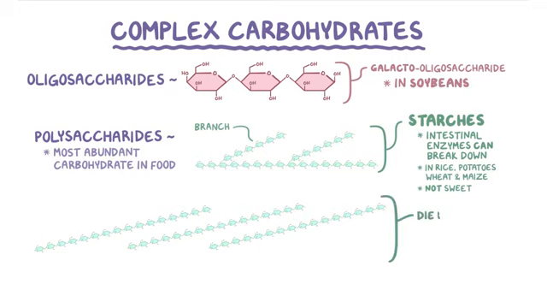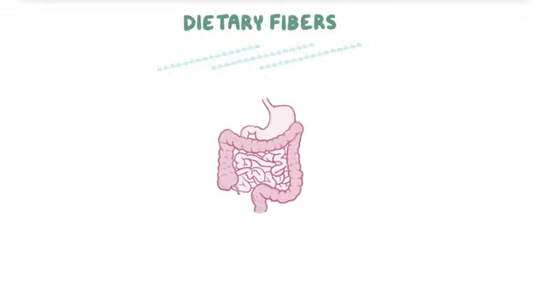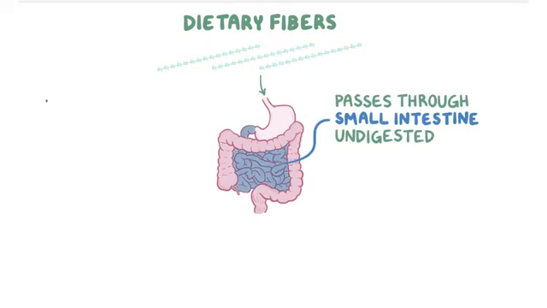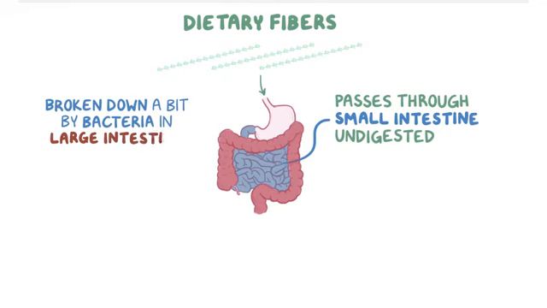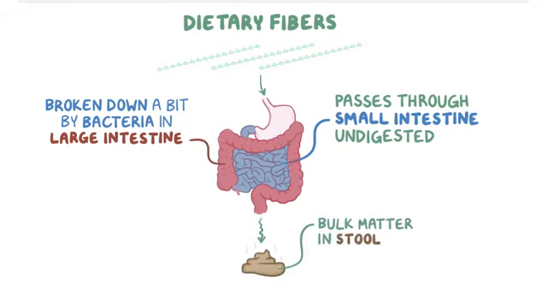And there are also dietary fibers, which are carbohydrates that intestinal enzymes can't break down, and so the body can't digest them. Now, there are many different types of dietary fibers, and they're not all the same when it comes to their structure or impact on health. Fibers have molecular bonds that are resistant to human intestinal enzymes, so they pass through the small intestine undigested, get broken down a bit by bacteria in the large intestine, and ultimately end up as bulk matter in the stool.